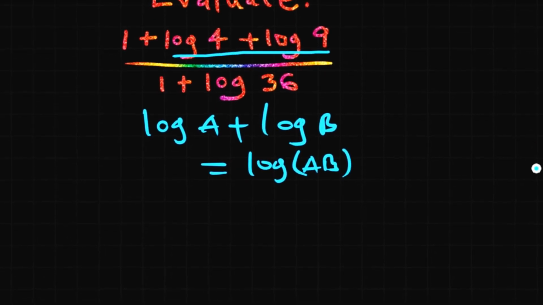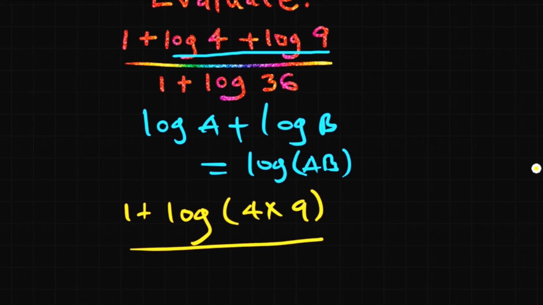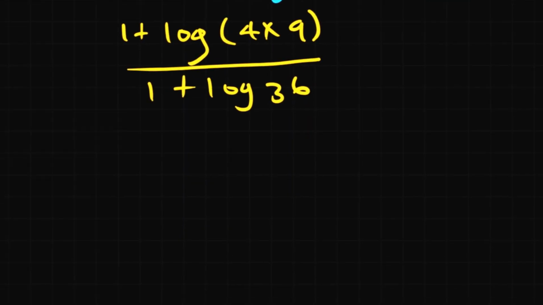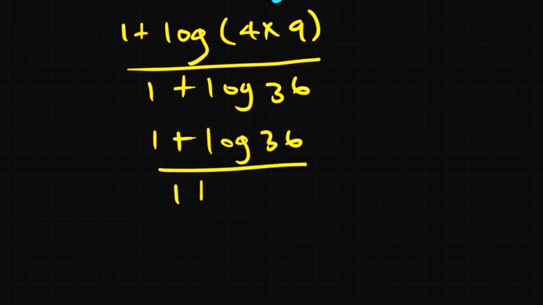So we are going to have 1 plus the log of 4 times 9 over 1 plus the log of 36. In the numerator, we have the log of 4 times 9, that is the same as the log of 36. So we have 1 plus the log of 36 over 1 plus the log of 36.